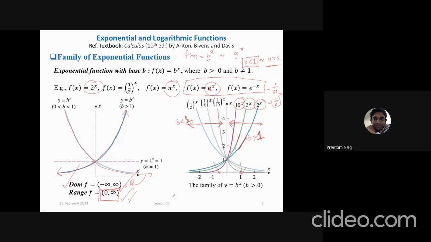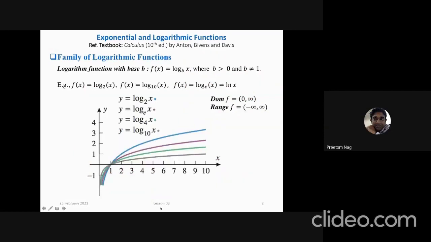So we can see many properties and phenomena here. You can find a few more by yourself. Next, here we have discussed the exponential function. Next is logarithmic functions.